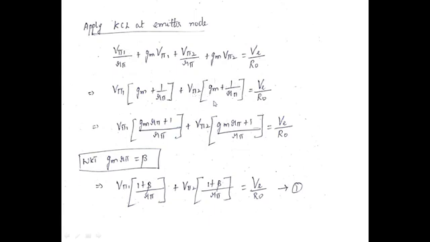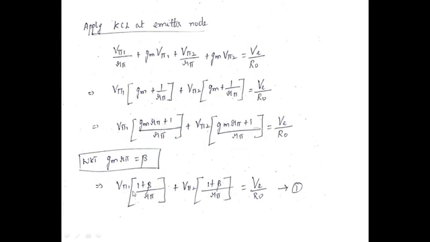So I'm writing the remaining term as Gm plus 1 by R pi equal to V by R naught. The next step is I just cross multiply Gm with R pi, and V pi 1 into Gm R pi plus 1 divided by R pi plus V pi 2 into Gm R pi plus 1 divided by R pi. So we already know that Gm into R pi can be written as beta. So I'm going to replace the term Gm R pi by beta.